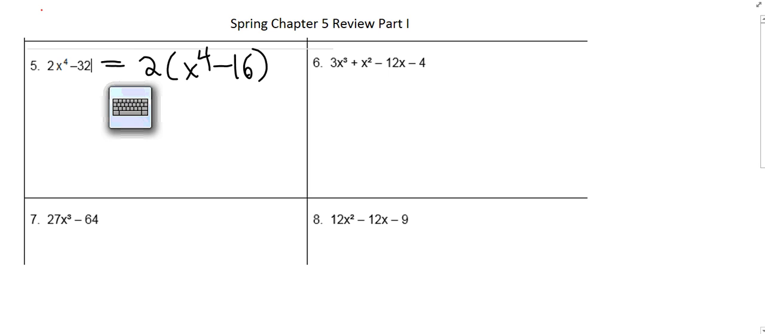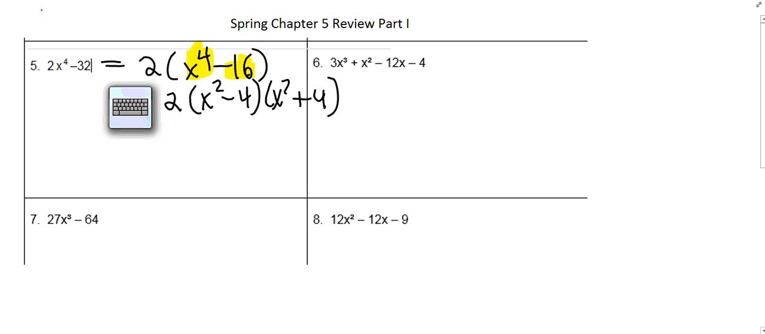Then you'll notice that both 16 and x to the fourth, you can take the square root and get an even result from that. So that's exactly what we're going to do. We're going to break it up into a square minus a square, which we should be all familiar with. So we still have our 2 remaining out there, and now we have x squared minus 4 and x squared plus 4.